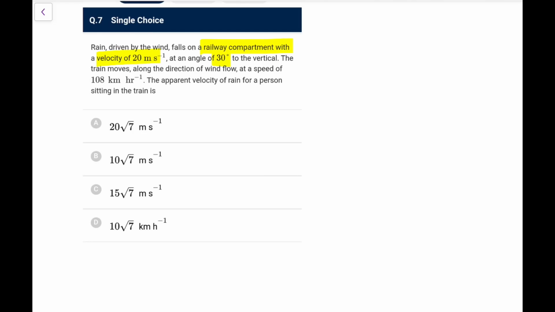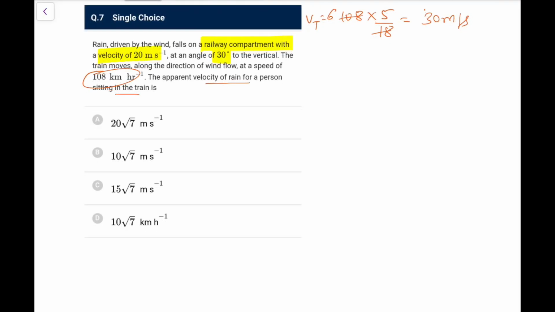So first of all, convert it into meter per second. So 108 into 5 by 18. So this is 6 5 is a 30 meter per second. This is the speed of train. Now, we have to find the velocity of rain with respect to the person in the train. That is, we need to find out what is VRT.